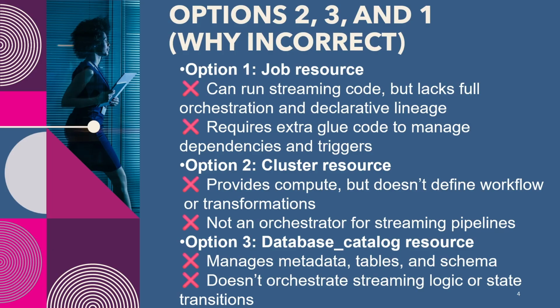Option 3, the database catalog resource, is mainly about mapping and managing metadata in your catalogs. It's great for organizing tables and schema, but it doesn't manage streaming logic or state transitions during your workflow. So it's definitely not the right tool for orchestrating streaming medallion pipelines.